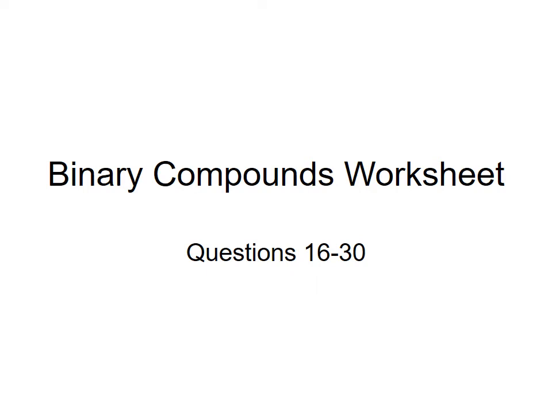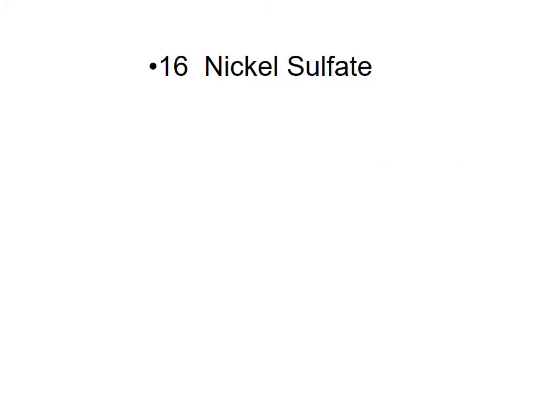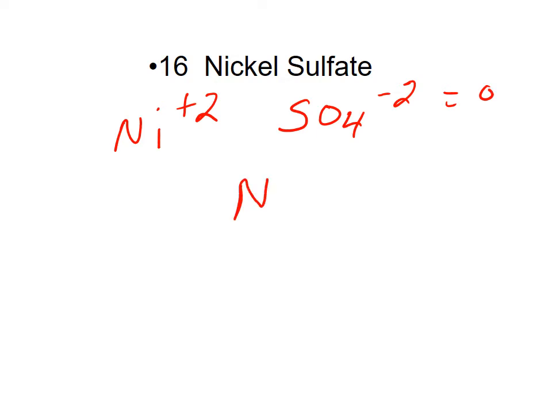So continuing on, this video is going to cover questions 16 through 30. So this was number 16. We have nickel sulfate. So once again, the symbol for nickel is Ni, and it's +2. Sulfate is SO4, -2. The oxidation numbers add to 0. So this one we just stick together, Ni, SO4.